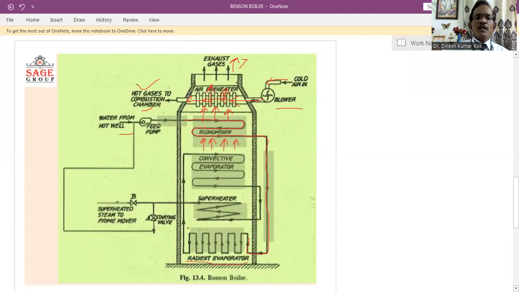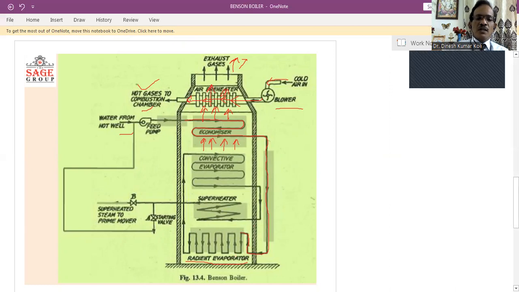In this evaporator, the heat is taken in from the combustion chamber in the radiation mode of heat transfer, in which heat is transferred from one region to another in the form of electromagnetic waves. The water passes through this radiant evaporator section following this passage, because these tubes are wavy to increase the heat transfer surface area. And here the water gets evaporated and forms steam or vapor.